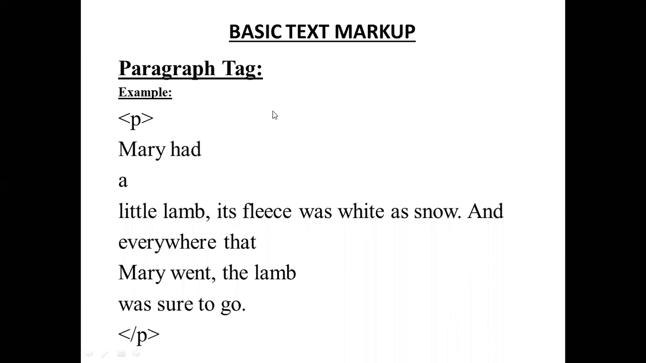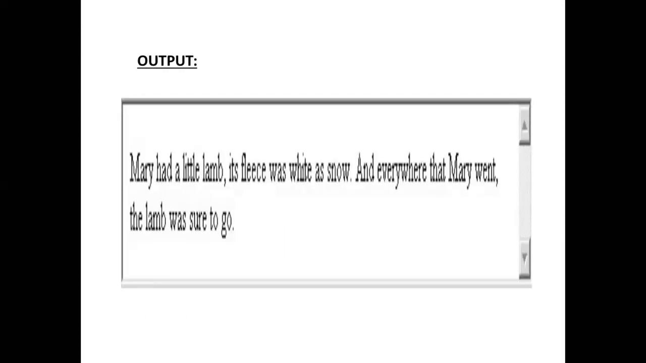In this example, we give the paragraph tag P, which has an opening tag and a closing tag. In between the opening tag and closing tag, we give the content. Here the content has multiple lines. After executing this code, the output is like this: multiple lines are converted into a single paragraph. Okay, that is the use of the paragraph tag.